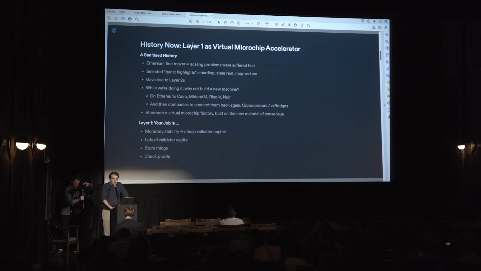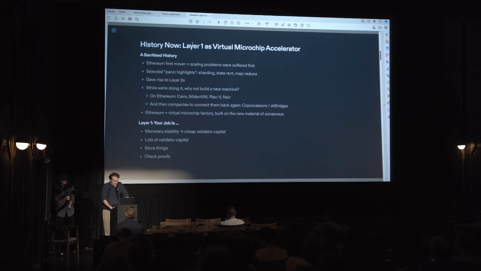So I'm going to give a quick, sanitized, where-are-we-in-history-right-now account of Ethereum. This applies to all L2s, but particularly Ethereum was the first mover, with the scaling problems it suffered first. There were some panic highlights, as I call them, including sharding, state rent, map reduce, lots of these things. How on earth are we going to scale this thing?